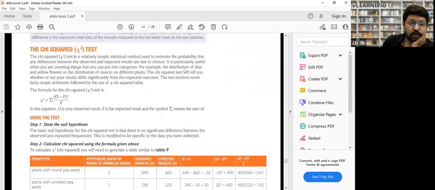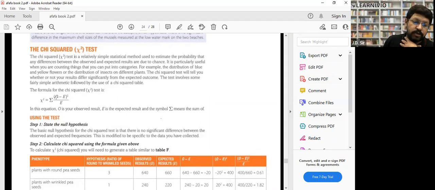The distribution of the blue and yellow flower, or the distribution of the insect and different flower. The chi-square test will tell you whether or not your result differs significantly from the expected outcome. So chi-square will tell you whether your result differs from the standard value or not. The test involves a formula of chi-square, that is x square.